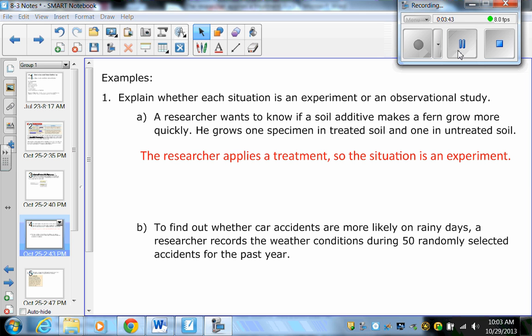Part B says, to find out whether car accidents are more likely on a rainy day, a researcher records the weather conditions during 50 randomly selected accidents per year. So in this example, there's no treatment being imposed. The researcher is just simply going back and looking at the data, so this would be considered an observational study.